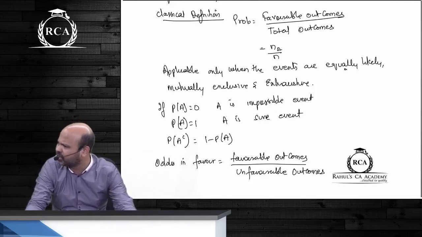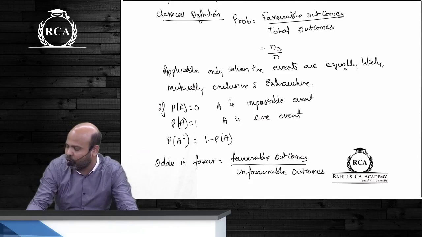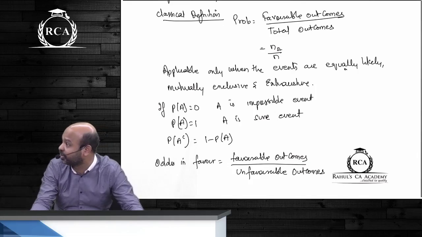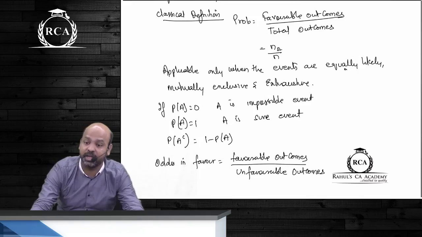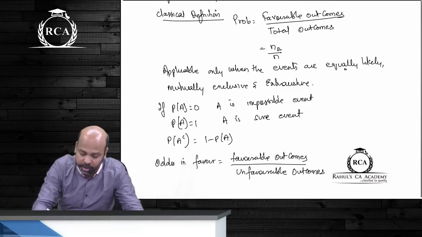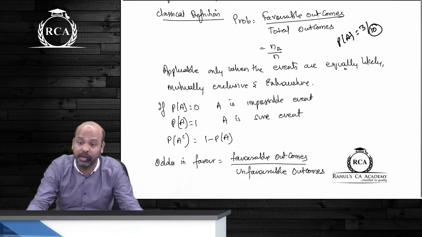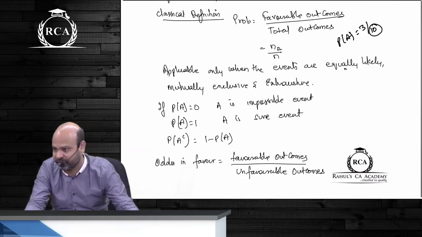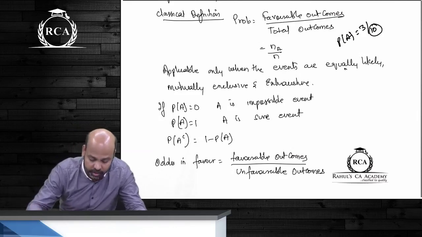Odds in favor, and odds against. The definition of odds in favor is favorable outcomes divided by unfavorable outcomes. Odds against is unfavorable outcomes divided by favorable outcomes. So if probability of A, let's say, is 3 by 10, that means out of 10 outcomes, 3 are in favor. How many are against? 7 are against. So odds in favor of A will be 3:7. Odds against A will be 7:3. Are we clear about this?